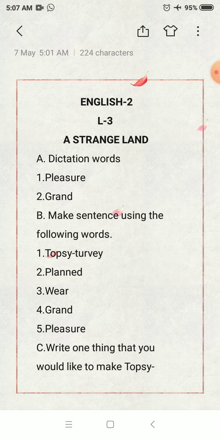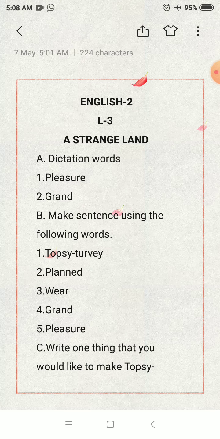So, students, the meaning of topsy turvy is upside down. Number 2 is planned. Planned is to do something after proper planning. Number 3, veer. Veer is to put up. Number 4, grand. Grand means great. Number 5, pleasure. Pleasure is something enjoyable, which makes you happy.